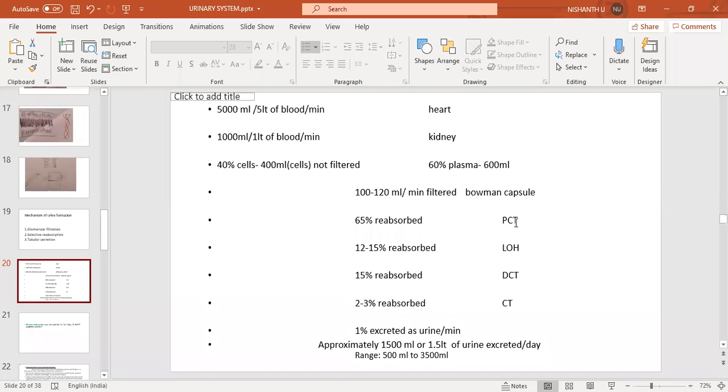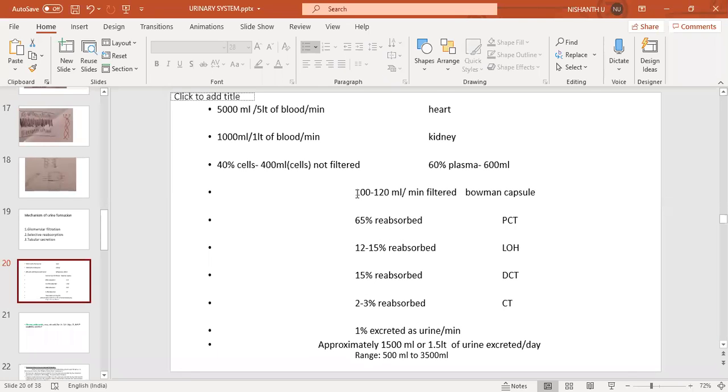That means proximal convoluted tubule. 12 to 15% is reabsorbed in the loop of Henle. 15% is reabsorbed in the distal convoluted tubule. And 2 to 3% is reabsorbed in the collecting tubule. And finally, 1% will remain, which is excreted as urine.